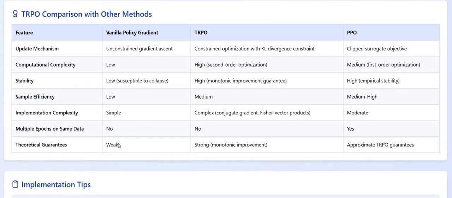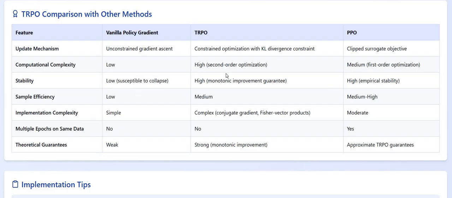And here is the comparison table again. What are VPG, TRPO, and PPO? VPG is the most basic one. It just uses gradient information and updates the parameters without any constraints. That makes it easy to implement and cheap to run, but also pretty risky. It can collapse if the updates go too far.